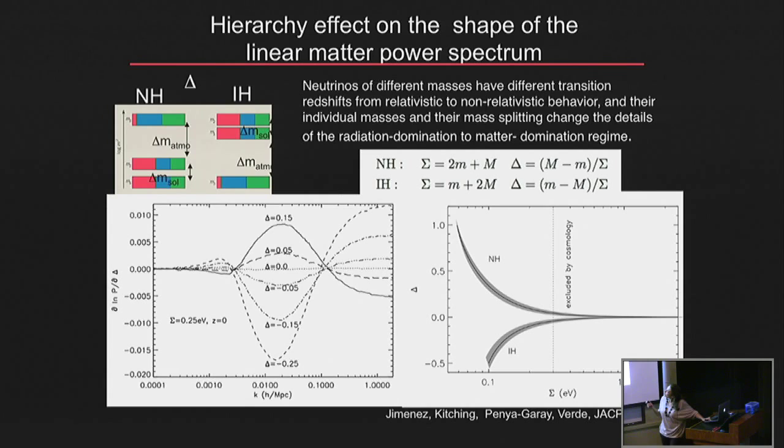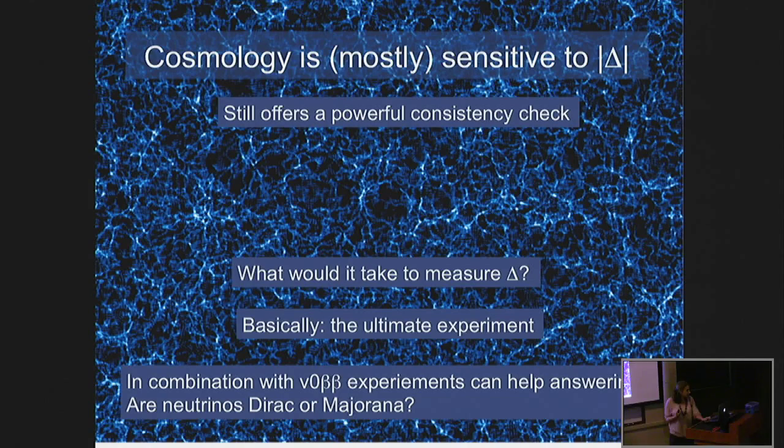the hierarchy has also got some effect on the shape of the linear matter power spectrum, because neutrinos of different masses have different transition redshift from relativistic to non-relativistic behavior, and their individual masses and mass splitting changes the detail of the radiation domination to matter domination. So this is the response of the power spectrum to this mass splitting. So it is the parameterization. If the parameterization you choose is something like that, then you can write everything in terms of this big delta. So it turns out that cosmology is mostly sensitive to the absolute value of this delta, not the sign.